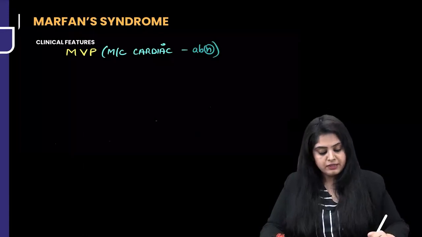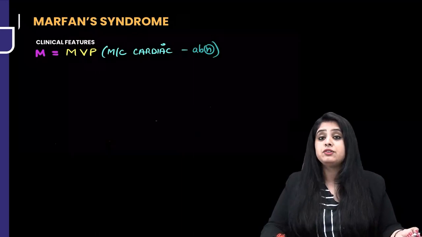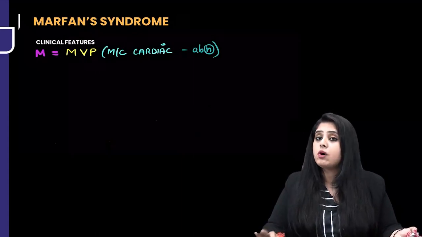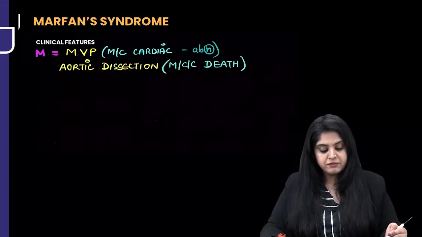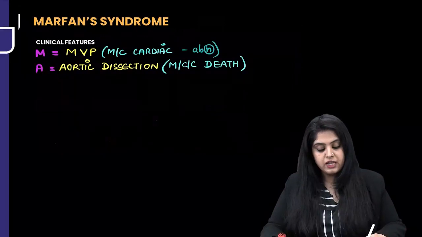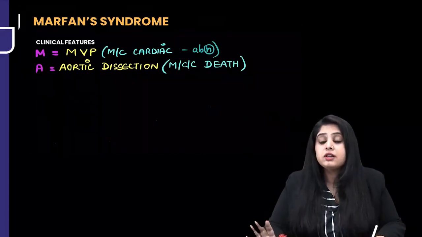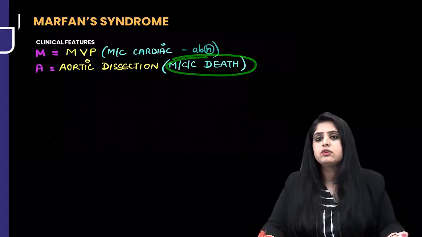So starting with M, M stands for mitral valve prolapse. It is the most common cardiac problem that happens in these patients. What is the next alphabet? It is A. So A says there is aortic dissection, the aorta tearing. Of course, this is the most common cause of death. These patients will die because of aortic dissection.